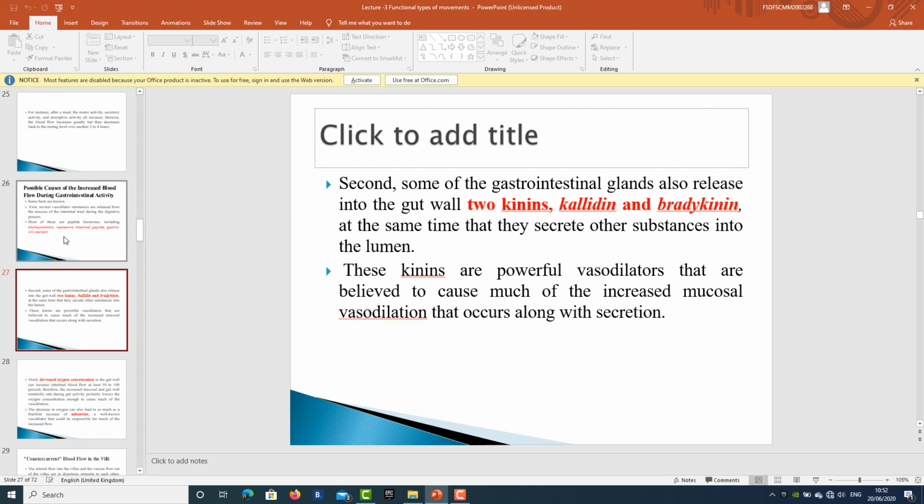Second, most of the gastrointestinal glands also release into the gut wall two kinins, like kallidin and bradykinin, at the same time that they secrete other substances into the lumen. The kinins are powerful vasodilators which are believed to cause much of the increase in mucosal dilatation that occurs along with secretion.